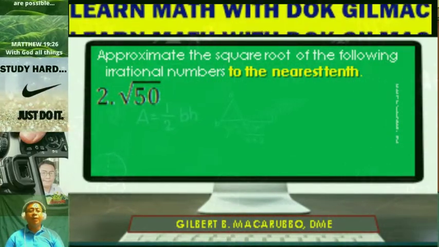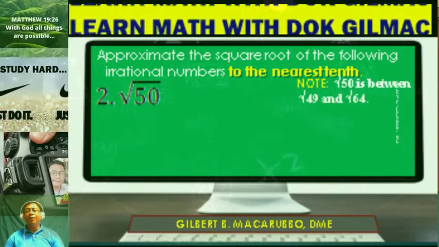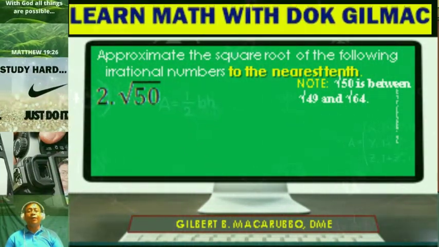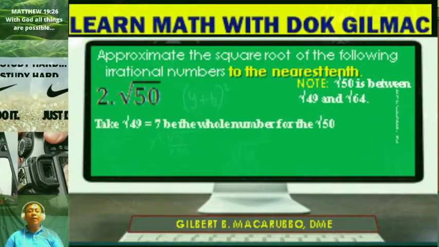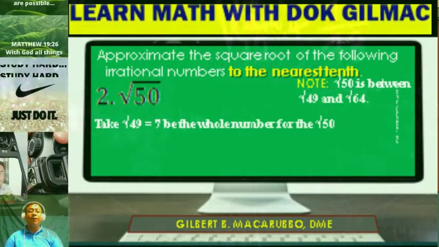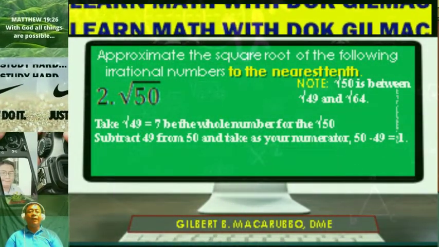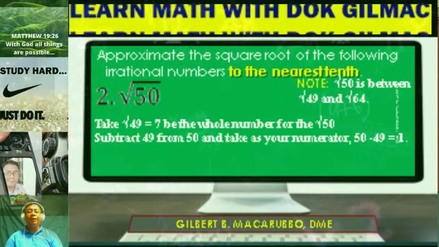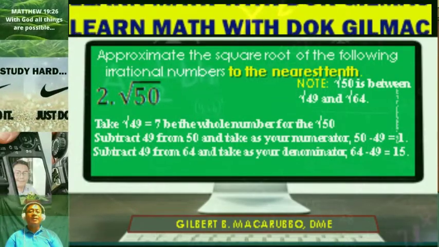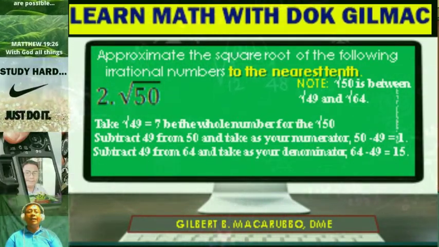Consider number 2, square root of 50. Take note, class, square root of 50 is between square root of 49 and square root of 64. Take square root of 49, which is equal to 7, be the whole number for the square root of 50. Subtract 49 from 50 and take as your numerator. 50 minus 49 equals 1. Subtract 49 from 64 and take as your denominator. 64 minus 49 equals 15.